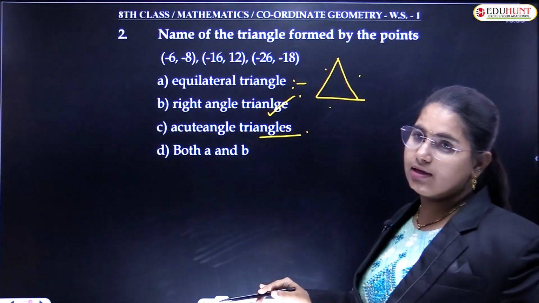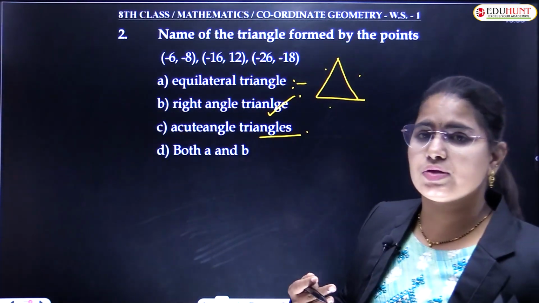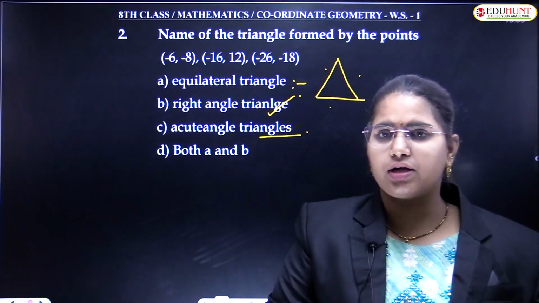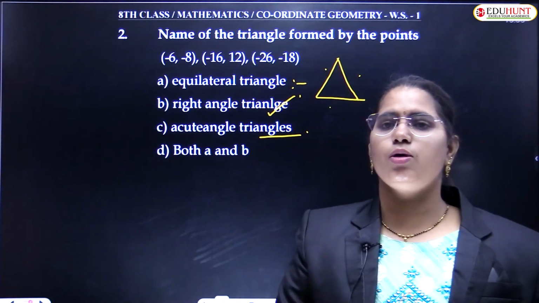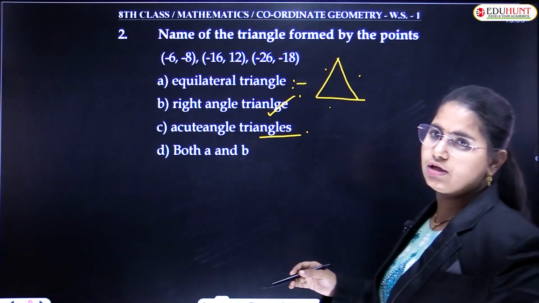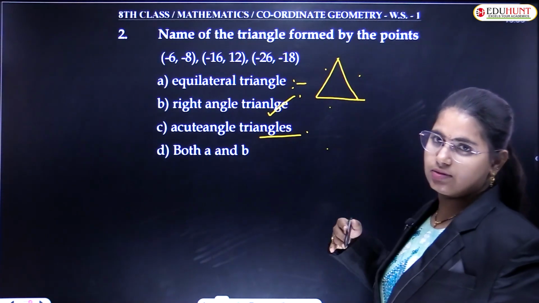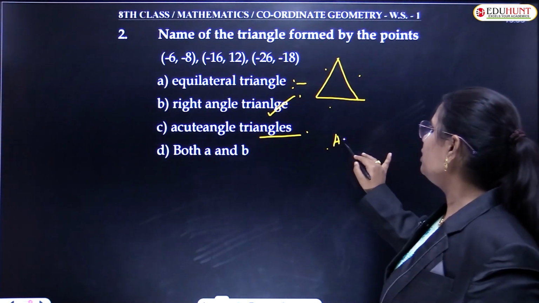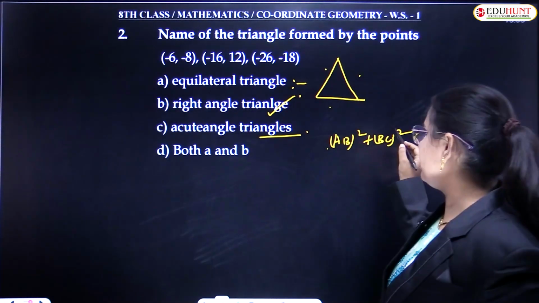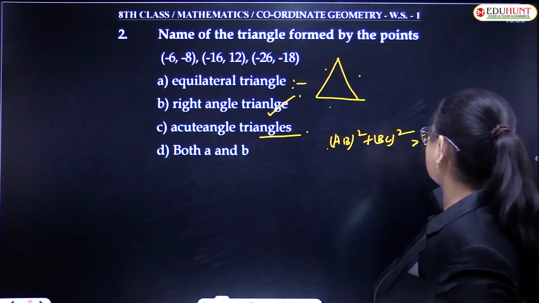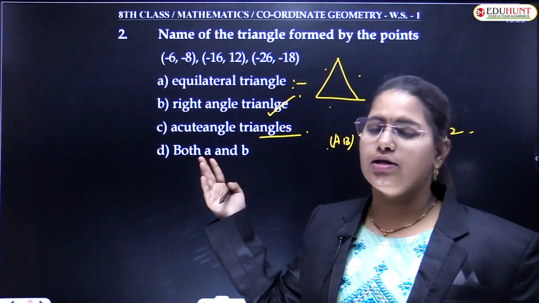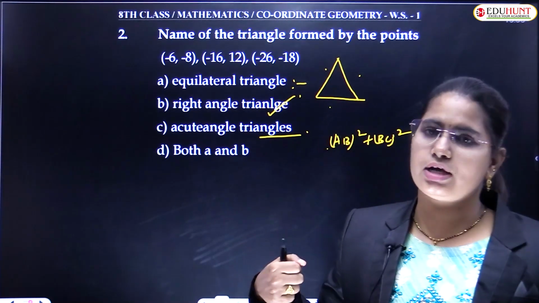Similarly, if you have a right angle triangle, we can use the Pythagoras theorem to prove whether it is a right angle triangle or not. Hypotenuse square is equal to opposite square plus adjacent square. How to find whether it is an acute angle triangle or not? Sum of squares of 2 sides. For example, AB square plus BC square must be greater than AC square, right? So the sum of squares of 2 sides must be greater than the square of the third side. In that case, we can consider it an acute angle triangle.